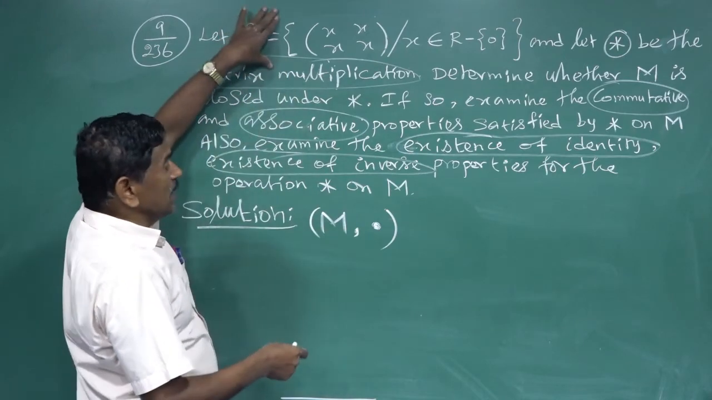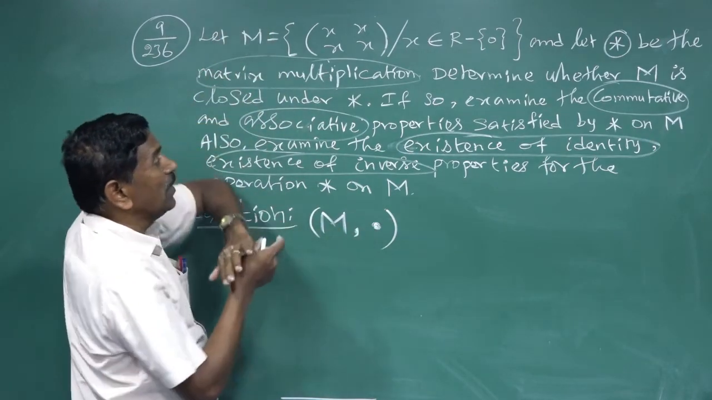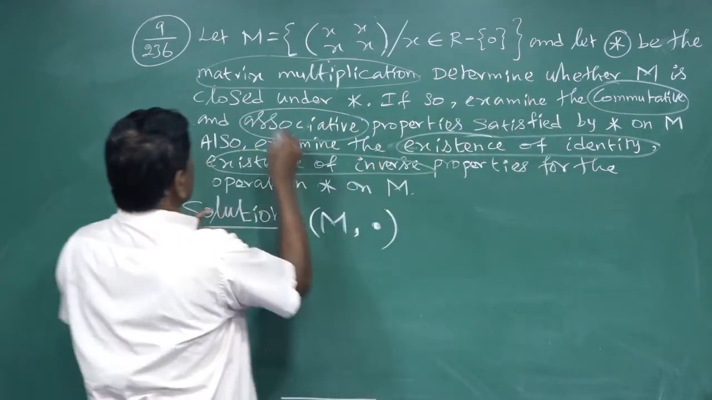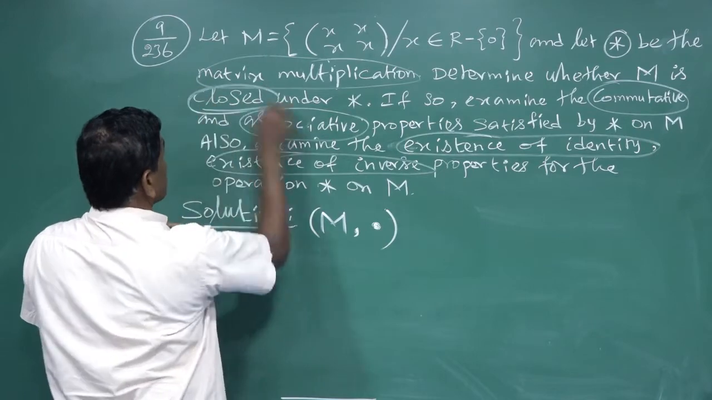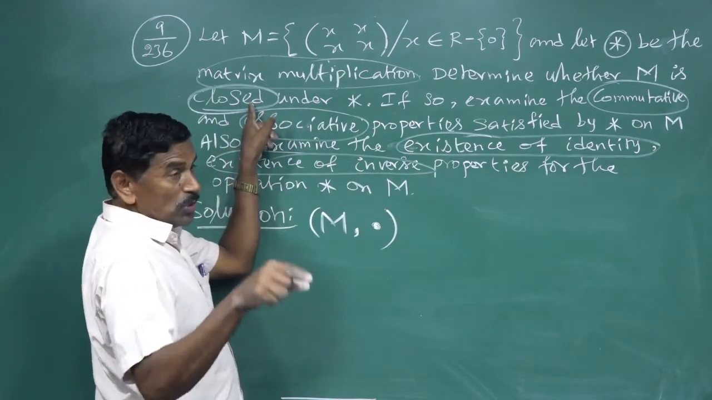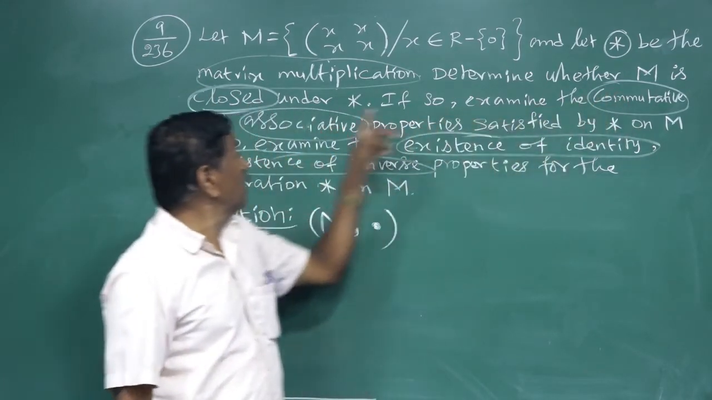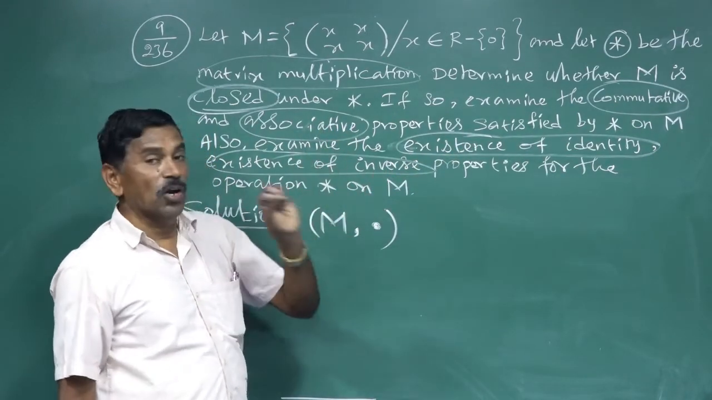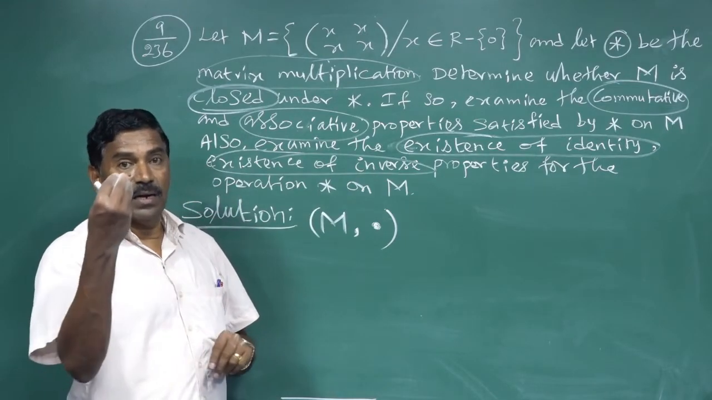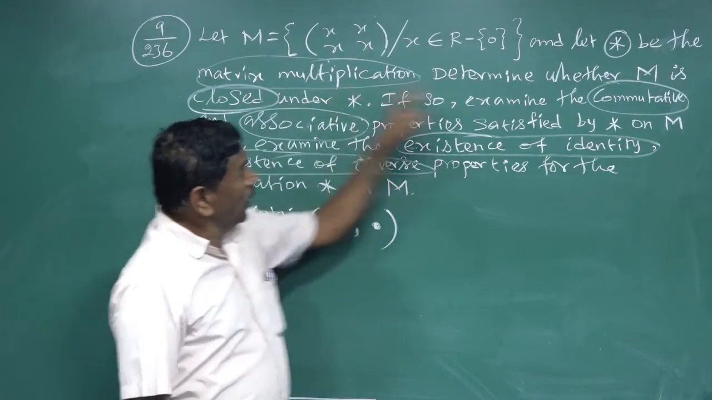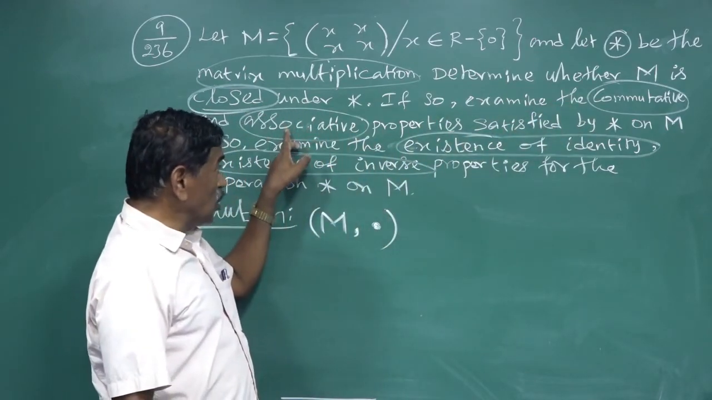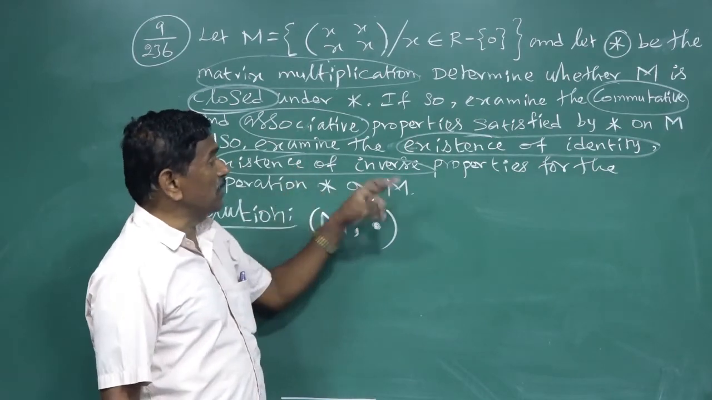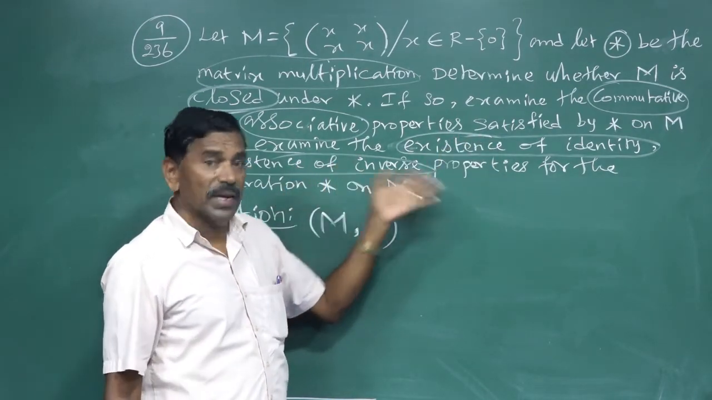M is a set and matrix multiplication is the operation. We want to verify the closure axiom first. If it is closed, then we want to find the commutative axiom, associative axiom, existence of identity and existence of inverse. So how many topics do we want to find? Yes, there are 5 topics: closure axiom, commutative axiom, associative axiom, existence of identity and existence of inverse, or identity axiom and inverse axiom. Like that you want to verify.